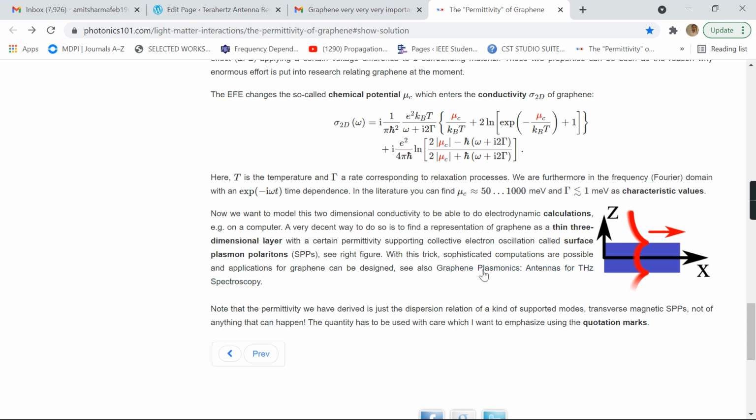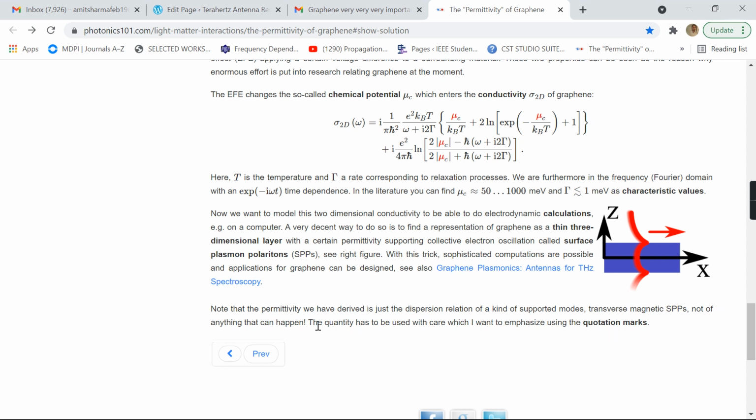Here they have given some links also: graphene plasmonics antenna for terahertz spectroscopy. In that link they have explained graphene plasmonics. So I recommend you guys please visit this website, photonics101.com, as they have given enormous and very concise information about graphene and its behavior, its chemistry, its physics. They have explained it very well and up to the point.